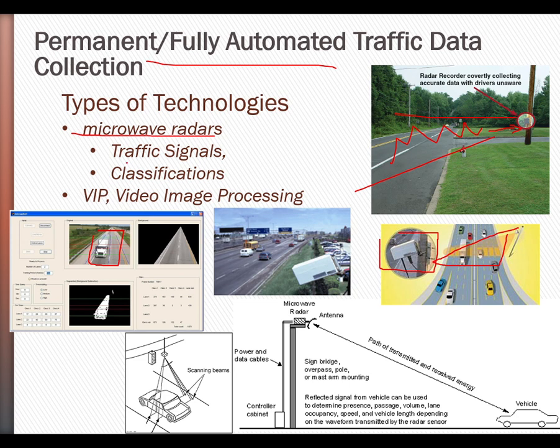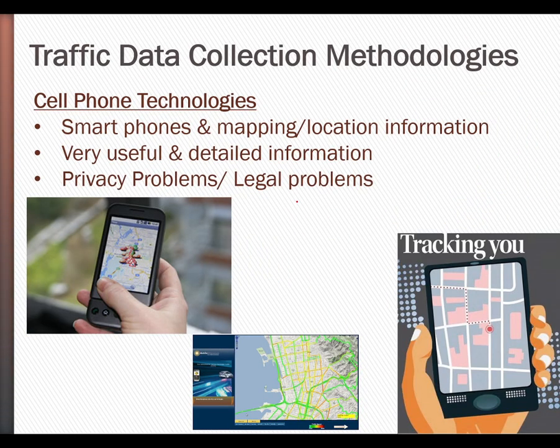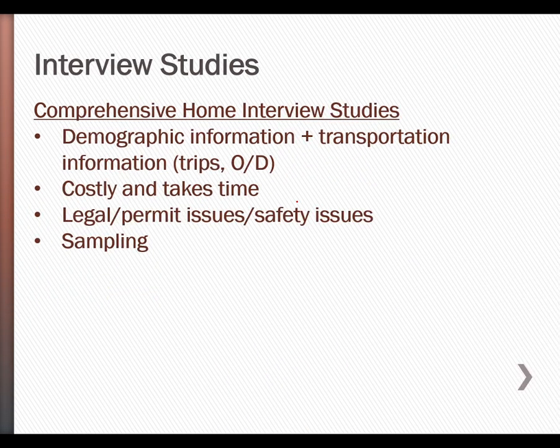We call it microwave radars. We use it for traffic signals. We use it to classify roads. Something called video image processing, we use it especially in cameras, and that's a new technology. It's a hot topic as well. Traffic data collection methodology: here we have cell phone technologies right now, and this is the big data I was telling you about. Our cell phones and smartphones collect our data 24/7. This is something that you see in your Google Maps.